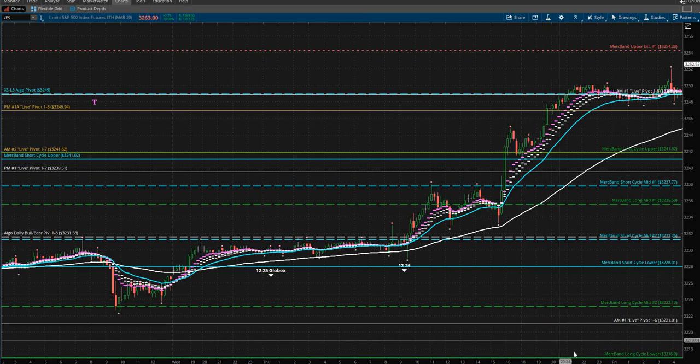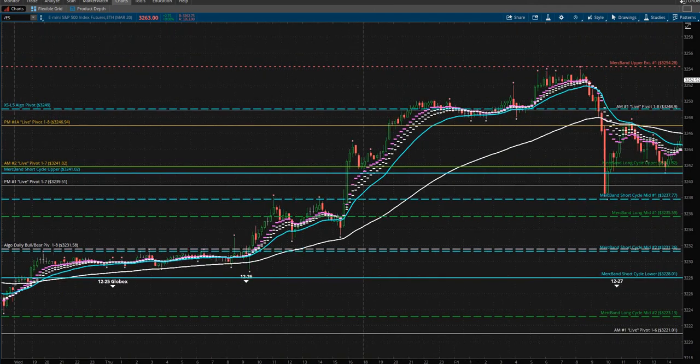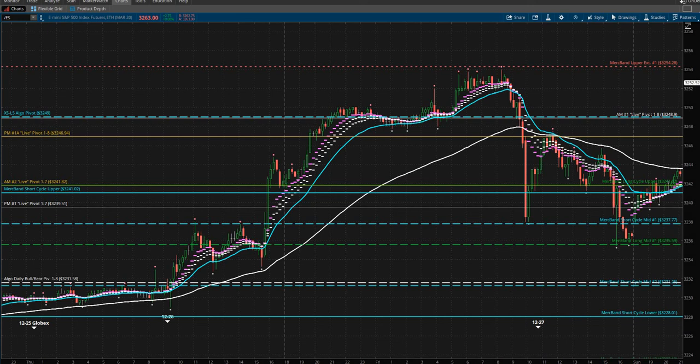Now let's take a look at the next day. So the system was long from bell to bell, even starting in Globex. So let's go to the next day. So the system was long down there at 32.20-ish.